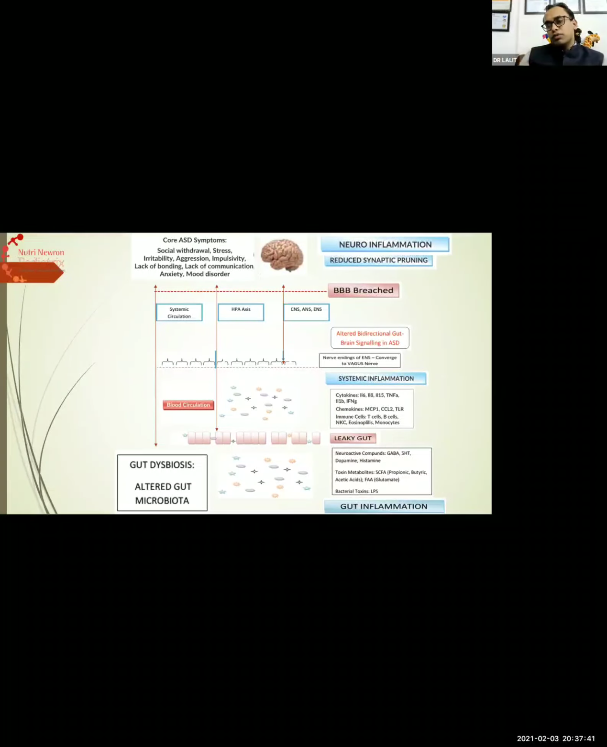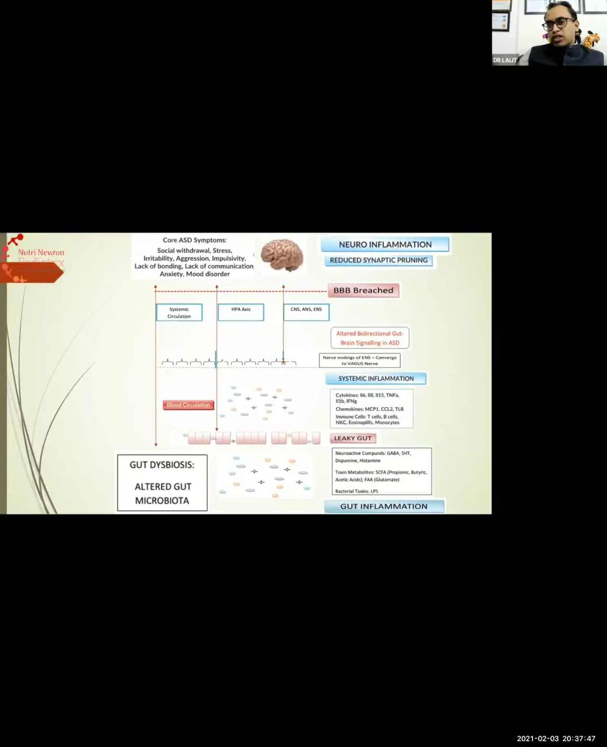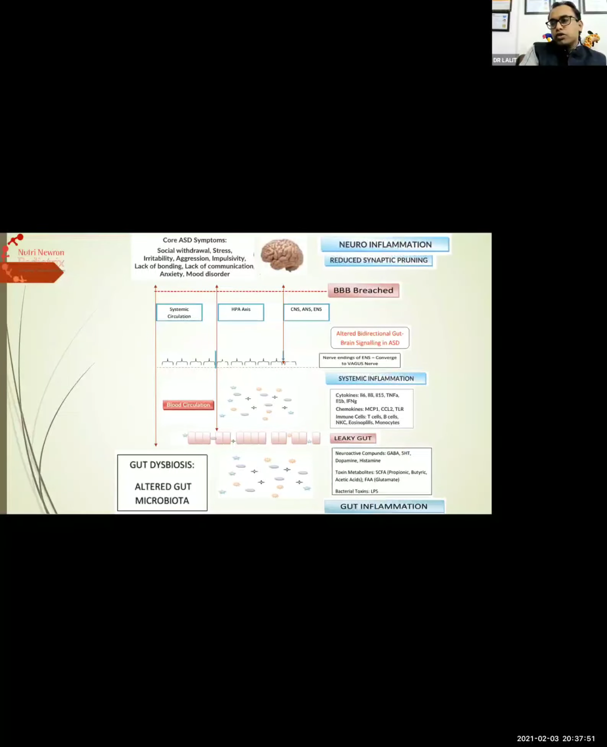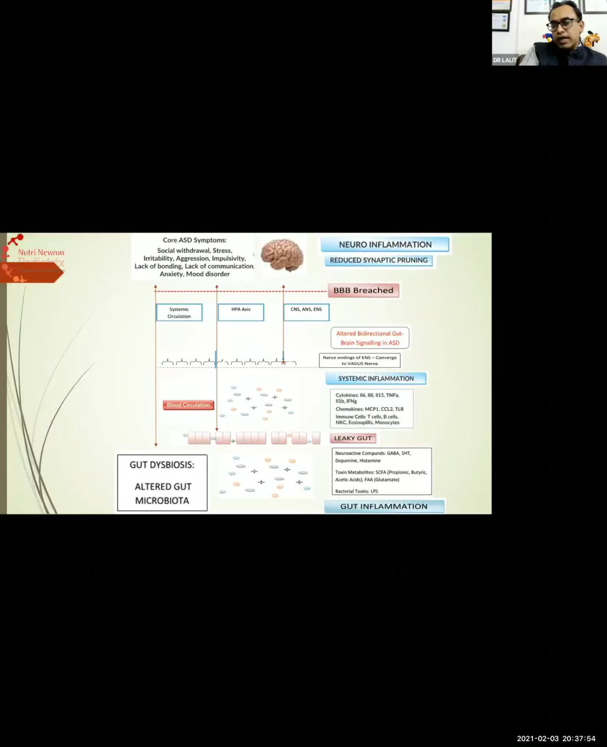Now, the worsening of symptoms of ASD can be very wide. That is why it is called a spectrum. In one child, this disturbance can cause only a lack of communication or worsening of sensory symptoms. In another child, it can cause aggression and self-injurious behaviors. It can cause worsening of agitation, or anxiety. It can cause sleep disturbances. It can cause gut issues.